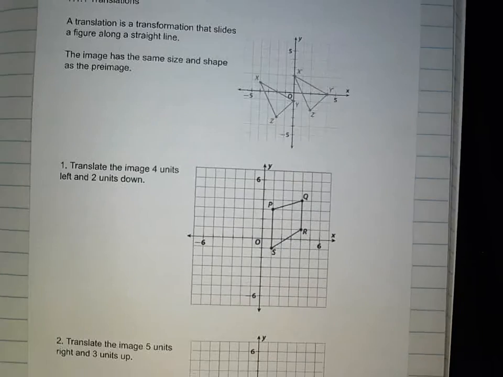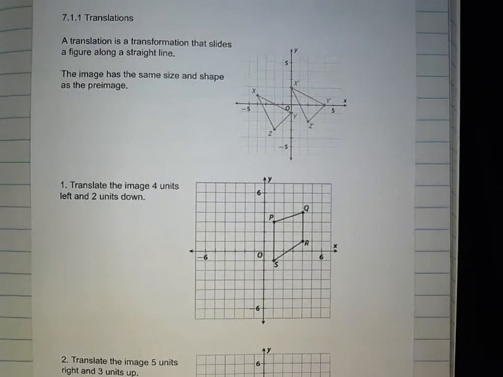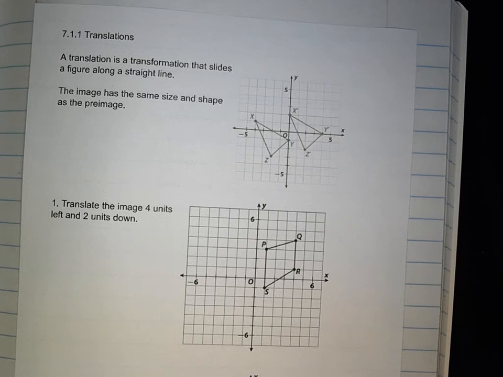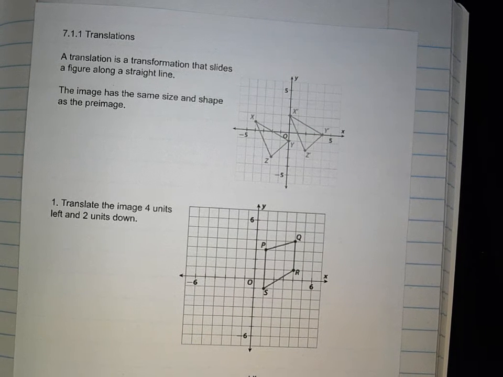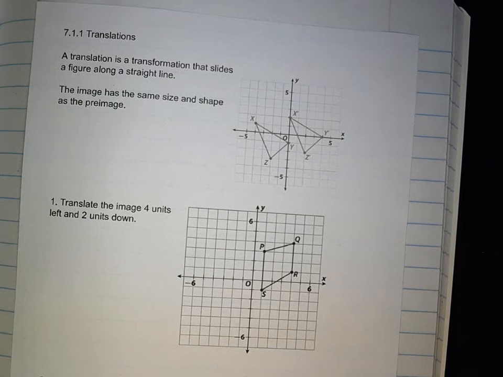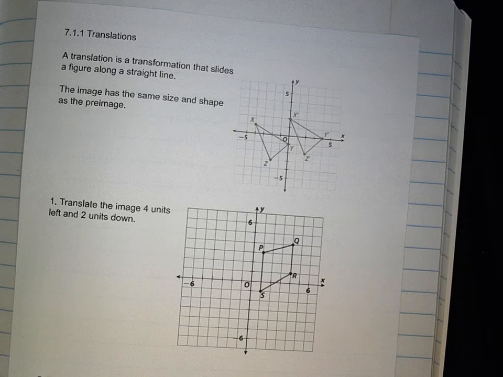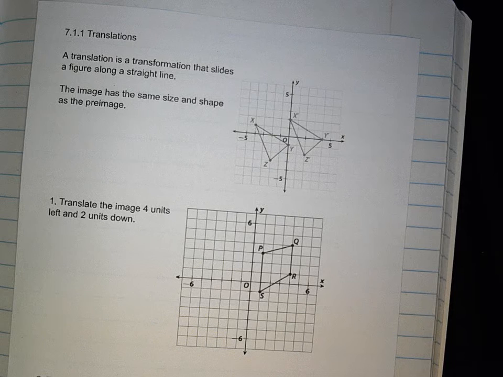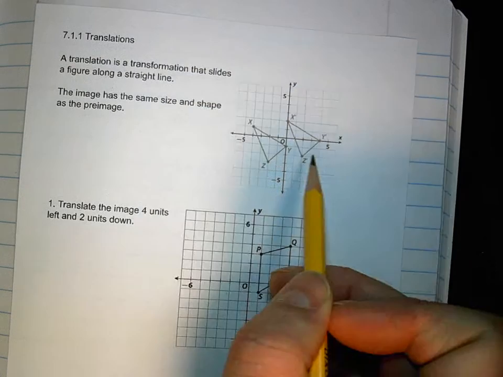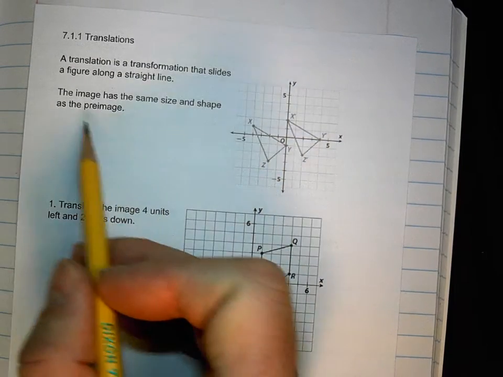We're going to specifically today talk about translations. A translation is moving something left, right, up, or down. You're either changing the x or the y coordinates, but you're doing it for every point on that image or pre-image. Remember, the pre-image is what we start with, the image is what we end with. So a translation slides the figure along a straight line. The image has the same size and shape.